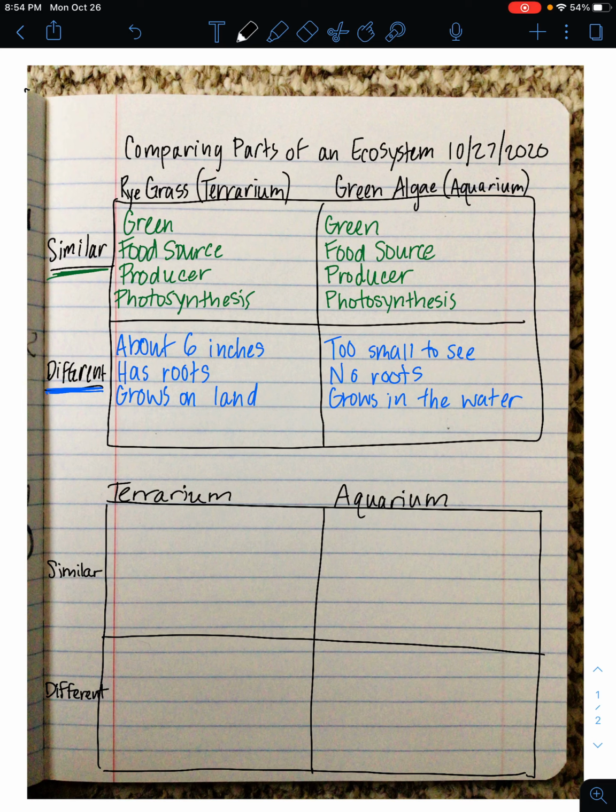Do some observing and some thinking about the articles that we have read to come up with similarities and differences between the animal you choose from the terrarium and the animal you choose from the aquarium. Once you have filled in each of the boxes in your table, take a picture of your science notebook entry and submit it to Schoology.